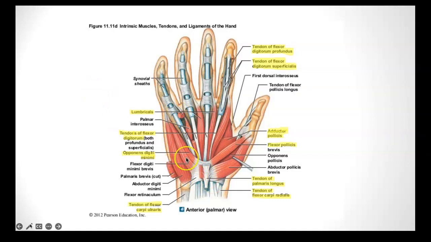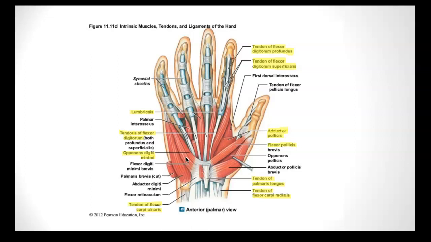You have your opponens digiti minimi, right? What do you think its major role is? Someone tell me. Anybody got the answer? Great. If you said to cause 5th ray opposition, then you would be correct. In other words, allow the 5th ray to move to the actual thumb itself.